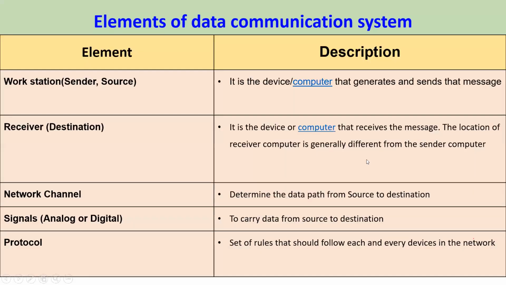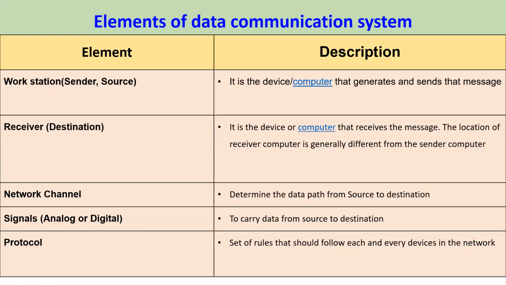Here we explain the elements one by one. Workstation, the first element, is also known as sender or source. It is the device which generates the message or information or data. That's the first station in the data communication system.